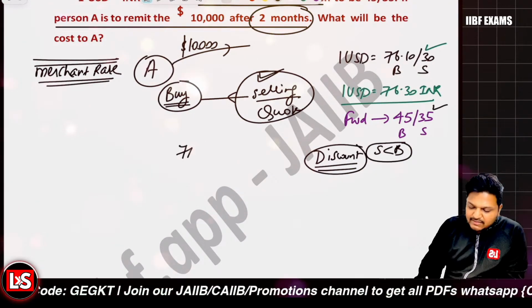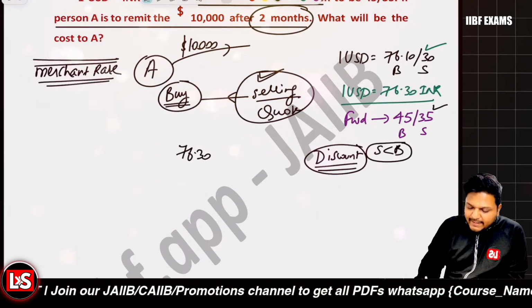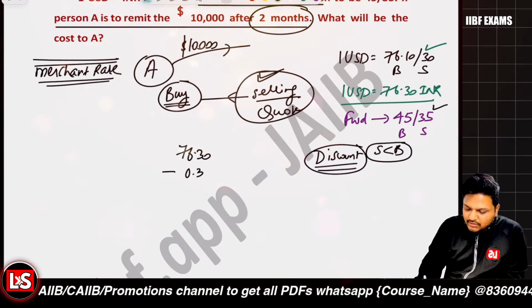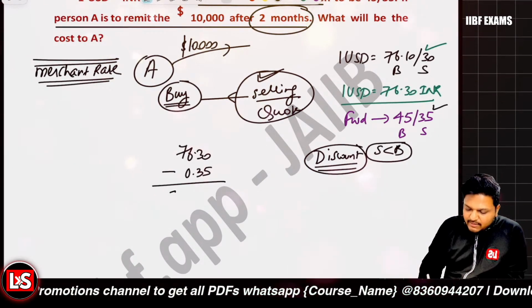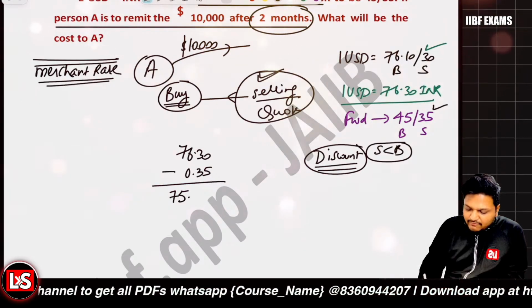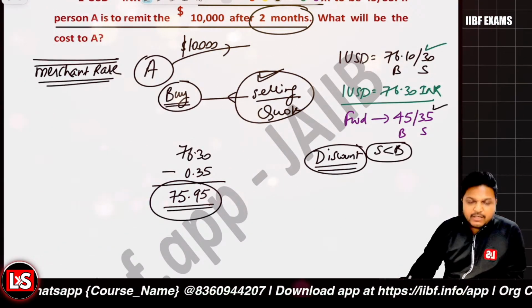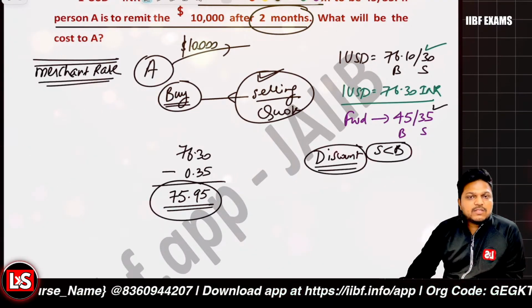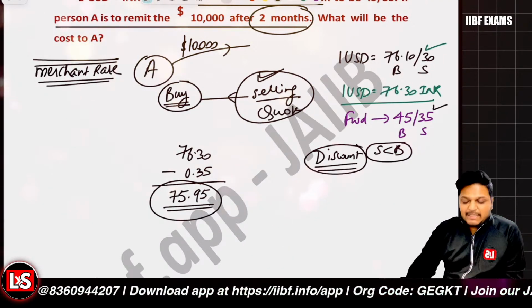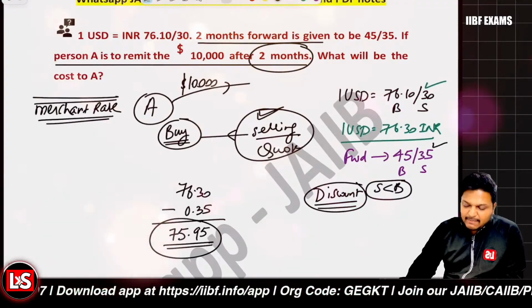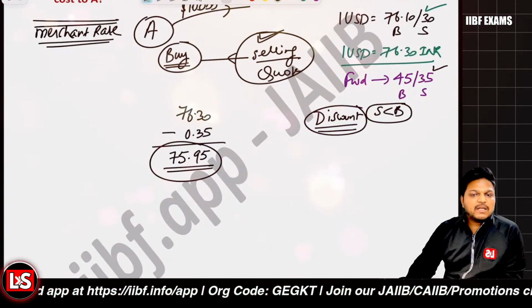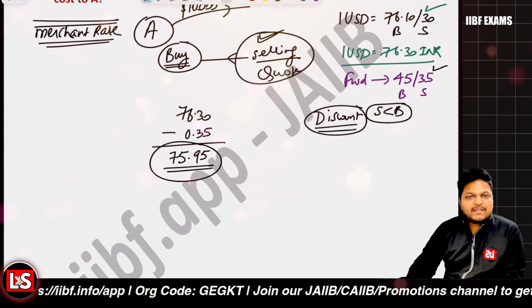So it is 76.30 minus 0.35. So that will be 75.95. Now this amount would be applicable. This will be the cost to person A, right?